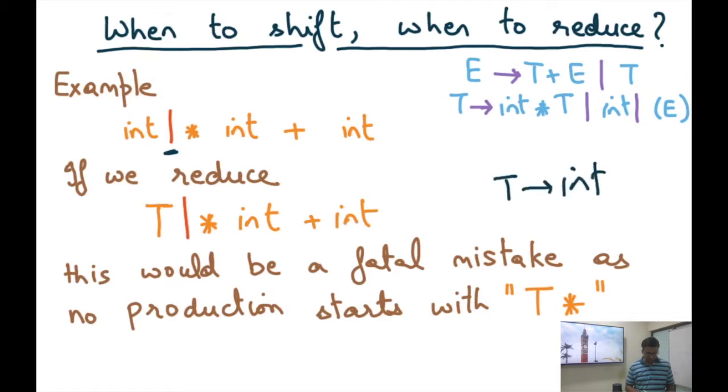If I do that, then this would actually be a fatal mistake, because once I do that, I would have to eventually shift to the right. And there's no production in our grammar that starts with T star. I could even reduce T to E, and there's no production here that starts with E star. So if I do a reduction at this point, I have no hope of being able to reduce all the way to the start symbol E. And so it was important that I don't reduce and I shift at this step.